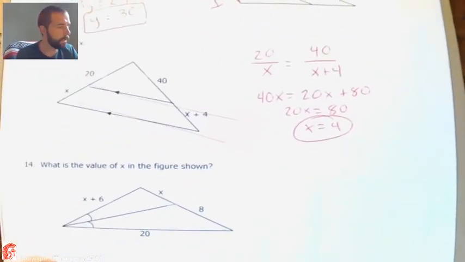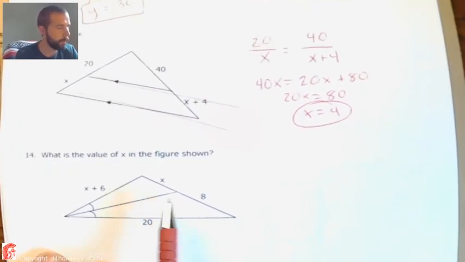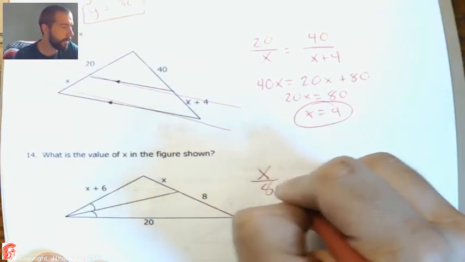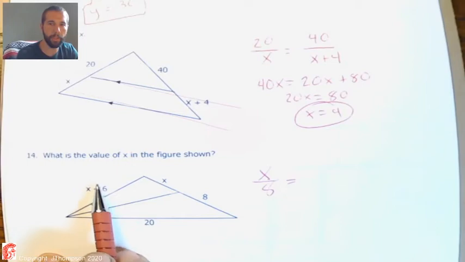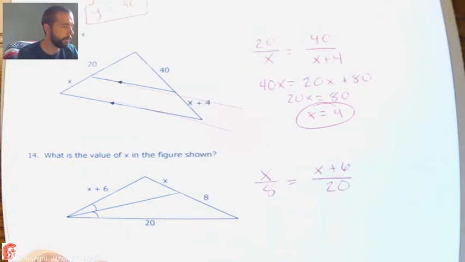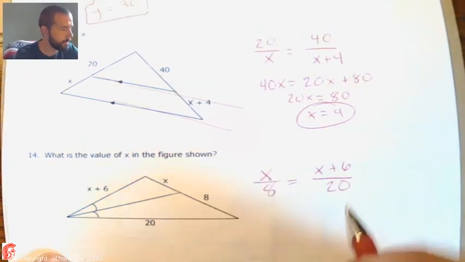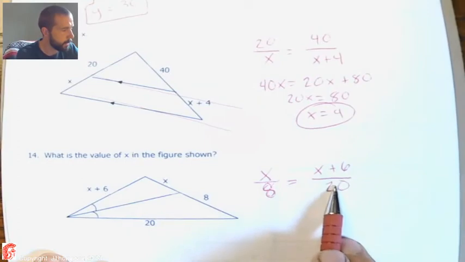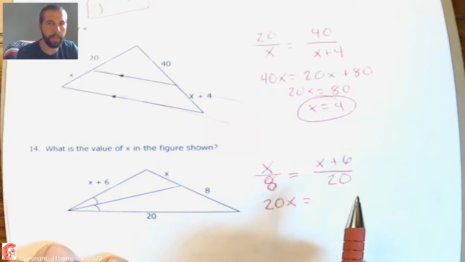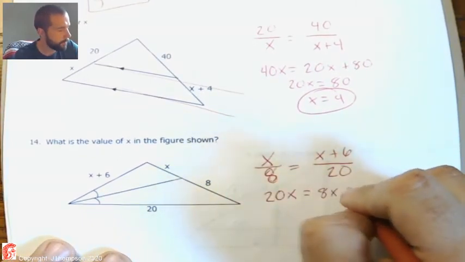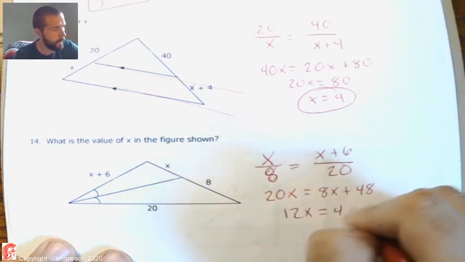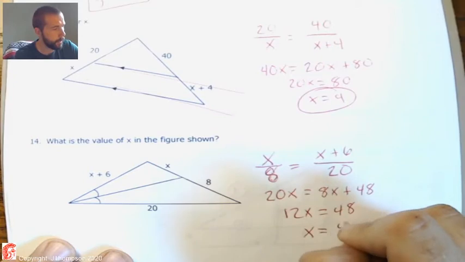Okay, for number 14, that's the angle bisector theorem. The way that one worked was this side is being divided up into 8 and x, so I'm going to put x over 8. Since I did the left over the right, I'm going to do the left over the right. That would be x plus 6 over 20. We can reduce 8 and 20, or we can just multiply straight through. 20 times x is 20x. 8 times x plus 6 would be 8x plus 48. Subtract the 8x from both sides, we get 12x equals 48, and then divide by 12, and you get x is 4.